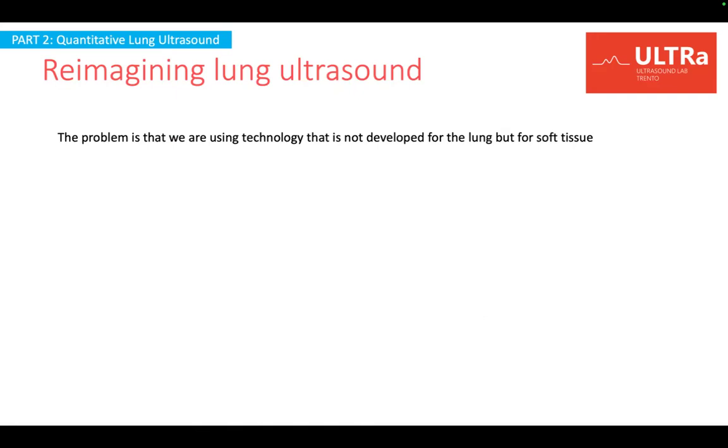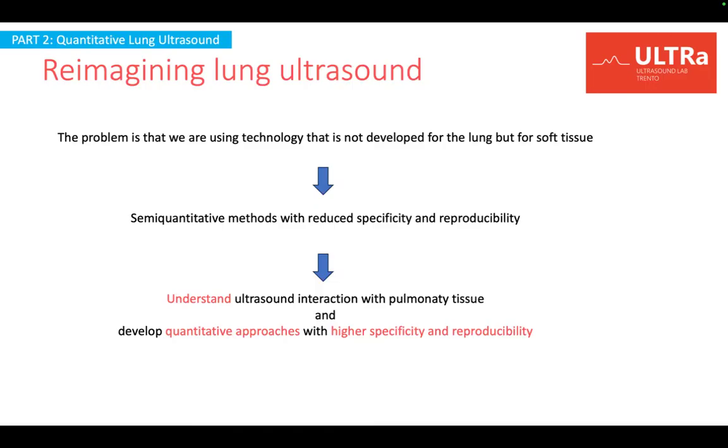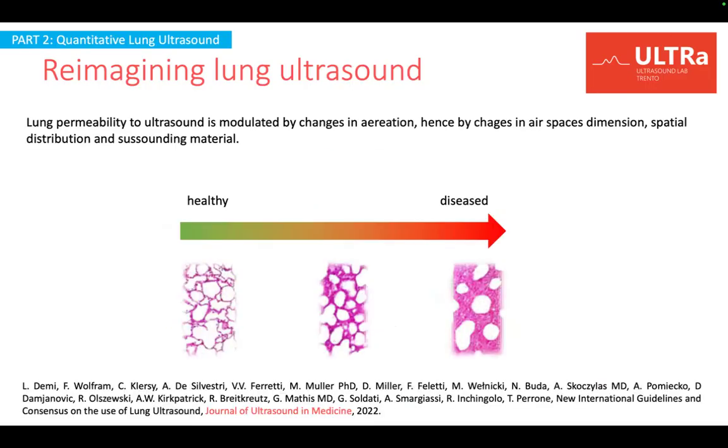And now towards reimagining lung ultrasound, because of course, as we discussed, we have a problem with current ultrasound technology for the lung, because that technology is not developed for the lung, right? For an aerated tissue, but rather for soft tissue. And therefore, that limits lung ultrasound to semi-quantitative methods with reduced specificity and reproducibility. While the aim we should be aiming at is to understand lung ultrasound interaction with pulmonary tissue, and therefore use this understanding to develop quantitative approaches, truly quantitative approaches, with higher specificity and reproducibility.